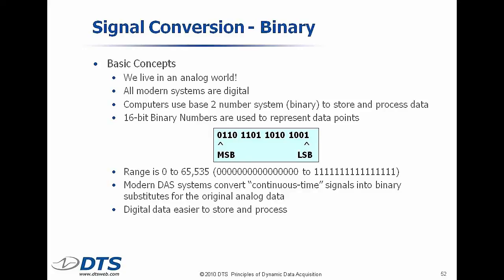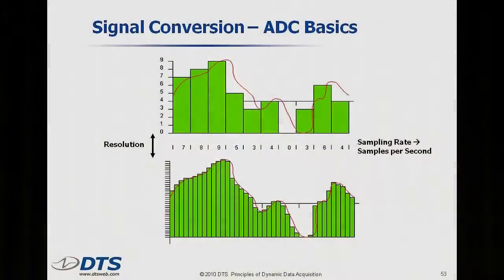So we're converting the analog world into the digital realm. And to do that, we have to talk the language of computers, which is binary. An analog to digital converter takes what we call a continuous time signal, a nice smooth signal changing over time, and converts it into binary snapshots in little time slices, because that's the only way we know how to do it.